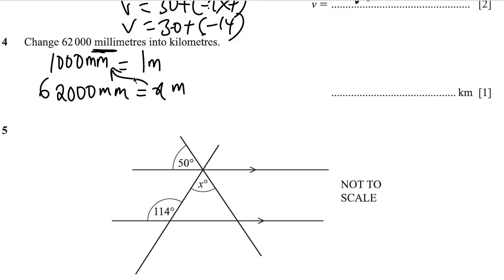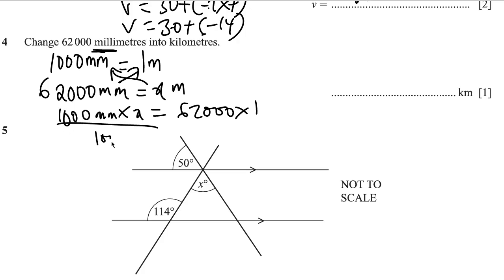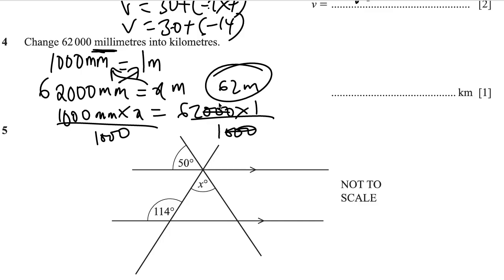So we multiply through, because we want to know how many meters 62,000 millimeters is. 1,000 millimeters multiplied by x is equal to 62,000 multiplied by 1. If we divide through by 1,000, the 3 zeros cancel out, and we have 62 meters. But this is not the answer, because the question says kilometers.